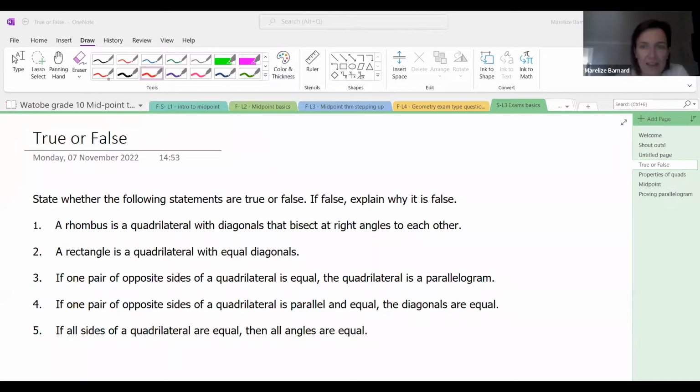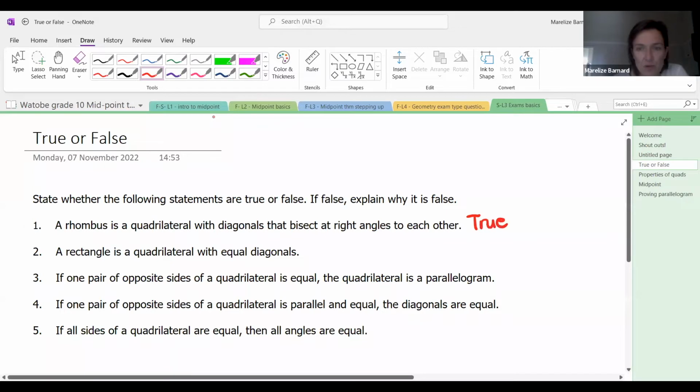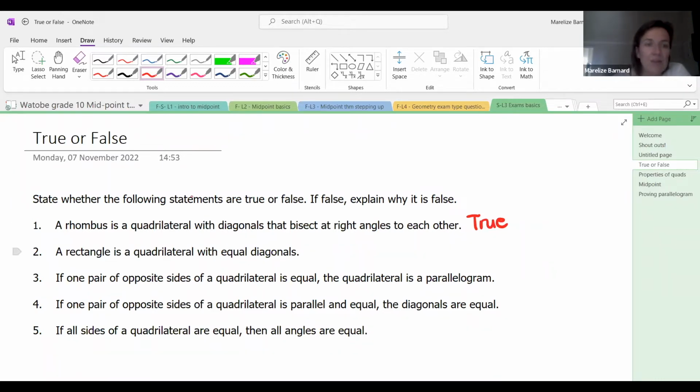Okay, I definitely think that that is true. A rhombus is a quadrilateral with diagonals that bisect at right angles. That's definitely true. Okay, and a rectangle is a quadrilateral with equal diagonals. Is that true or false? That is true, guys. So make sure you study your properties. You must know them backwards and forwards. A rectangle has equal diagonals.